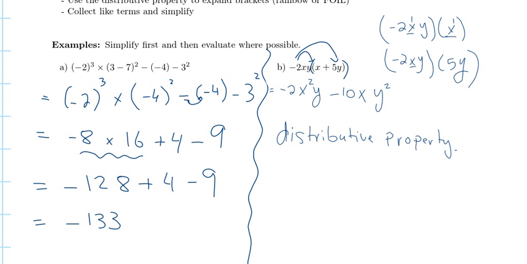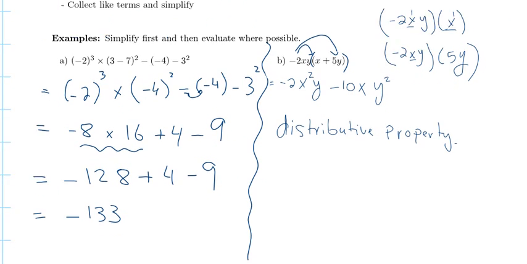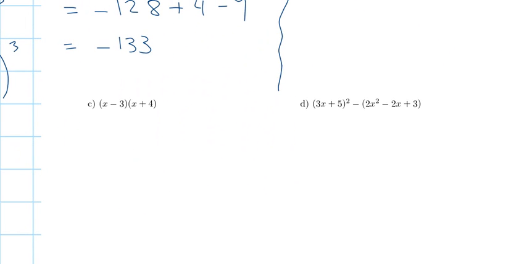Are you guys okay with this? The next one is when I have two binomials multiplied together, right? Remember, the word binomial means two terms, right? So I have two terms in each bracket. They're multiplied together, which means I'm going to FOIL, which means I'm going to do first. So multiply the first together. So that's x times x, which is x squared.